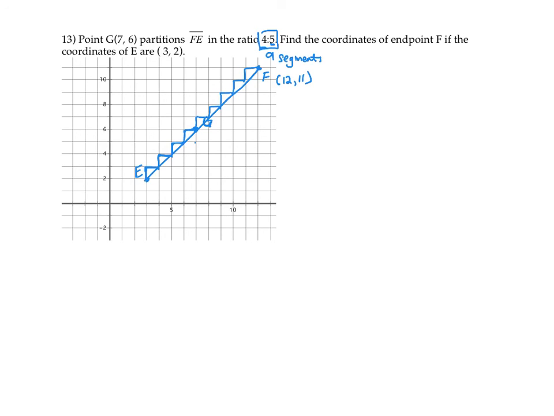Okay, so again, the process here was we started by plotting point G at 7, 6. We then plotted point E, 3, 2. The question is, we have to find the other endpoint F, so that G is partitioning line segment FE in the ratio of 4 to 5. This segment from E to G was 1, 2, 3, 4 units long. So that's how I knew my remaining segment had to be 1, 2, 3, 4, 5 units long. Continuing that pattern to find our other endpoint.